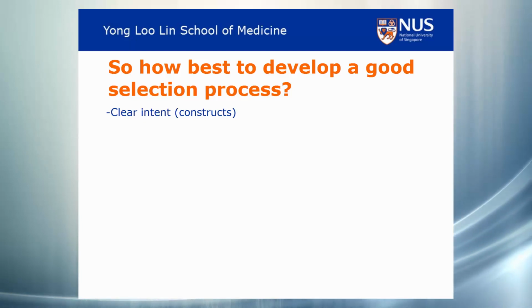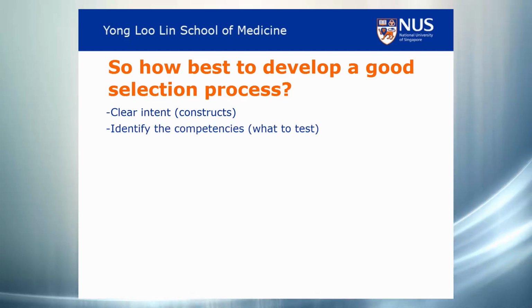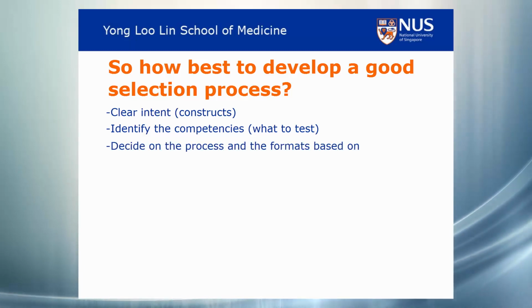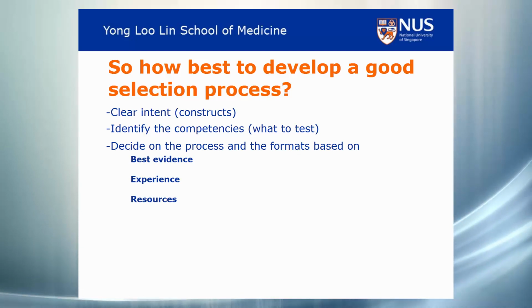Once that is clear, once you have developed the areas we are going to focus on, you need to discuss what I'm going to test, because you may not be able to test everything that you want. Some are practically possible, some are difficult. So within that, we need to identify the competencies. These are the ones that my assessment selection process is going to test. Once that is clear, then you need to decide on the process and the formats based on best evidence, our own experience, and the resources available to me and to my school.